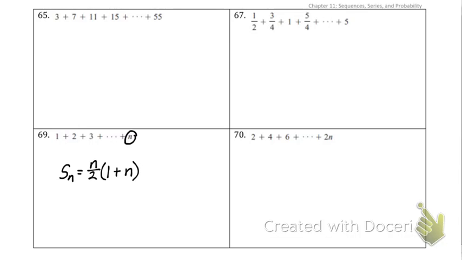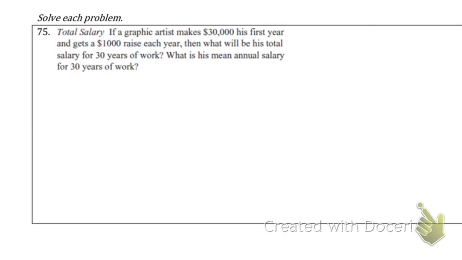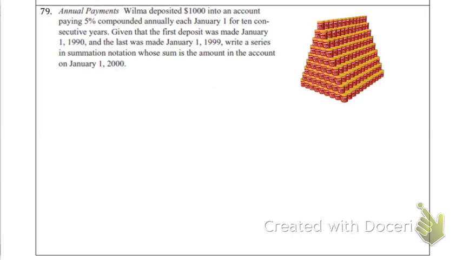Yeah? Can you go over 79? 79, which is actually 77 in your book. If you looked up the answer key, you would have noticed that it was actually 77. So it says the annual payments: Wilma deposited $1,000 into an account paying 5% compounded annually each January 1st for 10 consecutive years. So this you had to remember something from Algebra and Algebra 2.